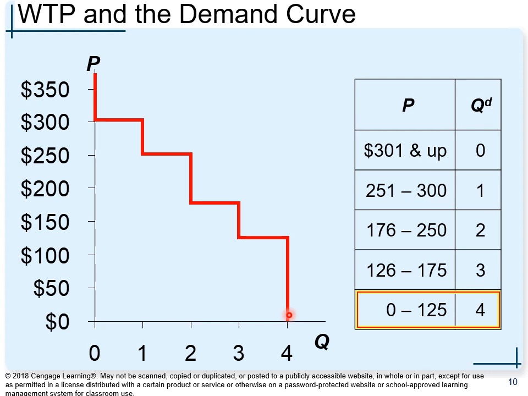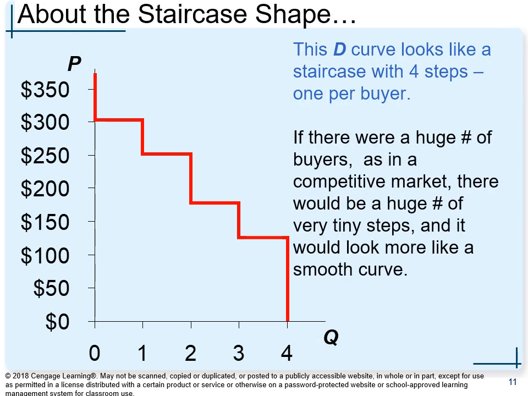So we see this is a demand schedule. It's the same idea as we have been talking about before. It's just that since we have only 4 consumers, the demand schedule looks this weird way, in a staircase shape. Now, if we had a huge number of buyers in a competitive market, you can imagine that there would be a large number of very tiny steps, and then it would look more like a curve as you're used to looking at. So this goes without any loss of generality.